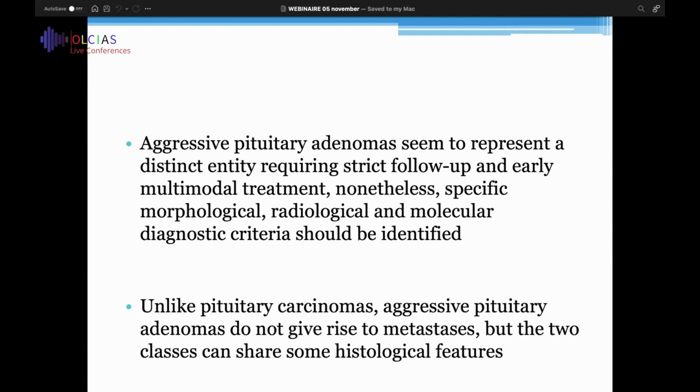The aggressive pituitary adenoma seems to represent a distinct entity requiring strict follow-up and early multimodal treatment, nonetheless specific morphological, radiological, and molecular diagnostic criteria should be identified. Aggressive pituitary adenoma is considered as a distinct entity, but unlike pituitary carcinoma, this category of aggressive pituitary adenoma does not give rise to metastasis, but the two classes, carcinoma and atypical and aggressive adenoma, can share some histological features, and this is why we are doing this study.